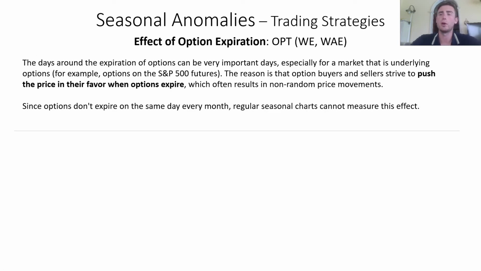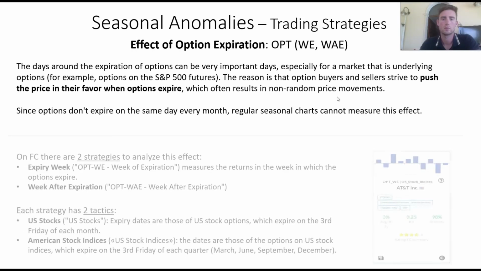The effect of the option expiration. The days around the expiration of options can be important days, especially for a market that is the underlying of options, for example, the options on S&P 500 futures. The reason is that option buyers and sellers strive to push the price in their favor when options expire, which often results in non-random price movements. Since options don't expire on the same day every month, a regular seasonal chart cannot measure this effect.